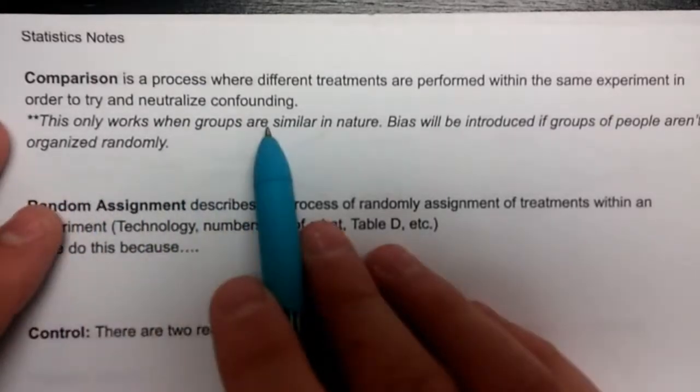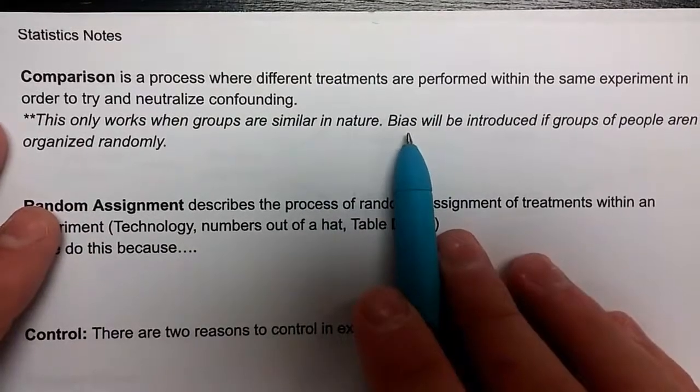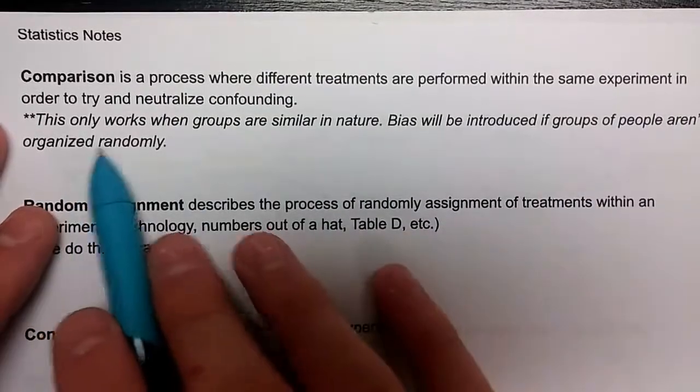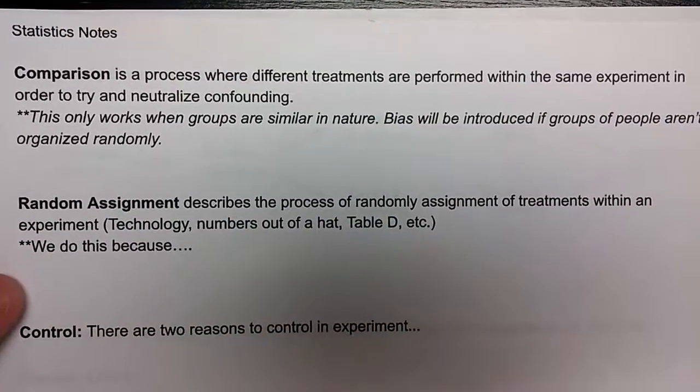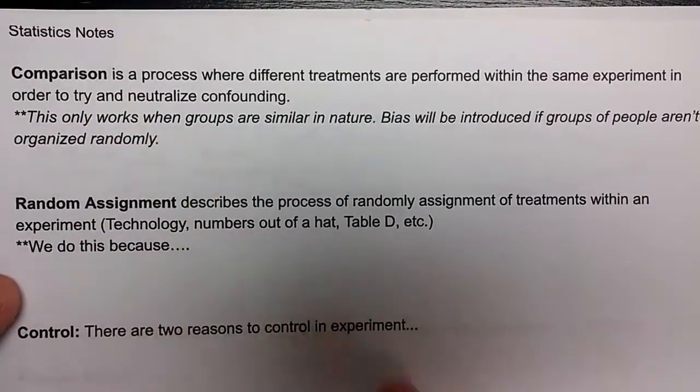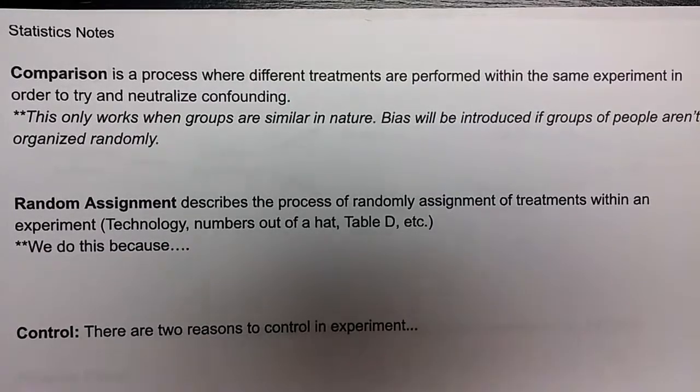This really only works when the groups are similar in nature. Bias will be introduced if groups of people aren't organized randomly. So if you have two groups that are fundamentally different in a big way, the comparison's not going to be as good as if the groups are very similar. So that way you can actually neutralize that bias.